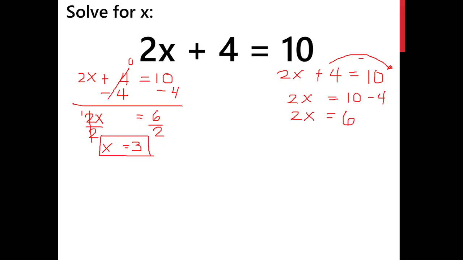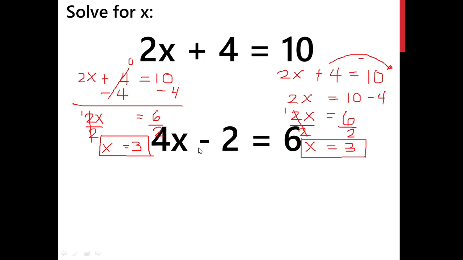Then we need to eliminate the numerical coefficient of x by dividing it by its own numerical coefficient. 2 divided by 2 becomes 1, and 1 becomes an imaginary number. So what's left is x. 6 divided by 2 is 3. There. So you have two methods to choose from in solving for an unknown variable. Let's have another example.